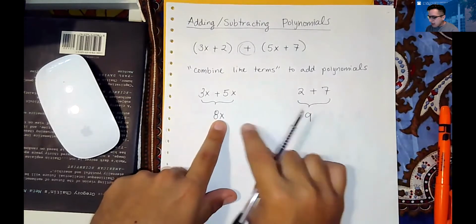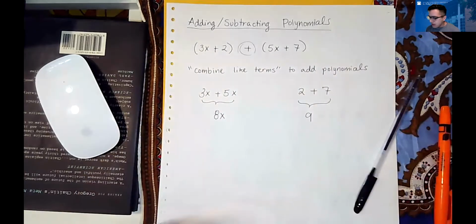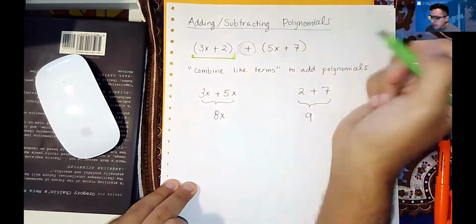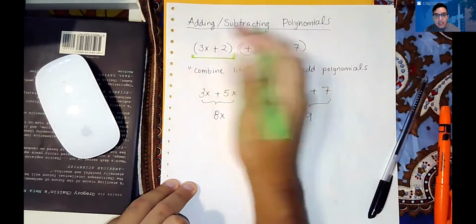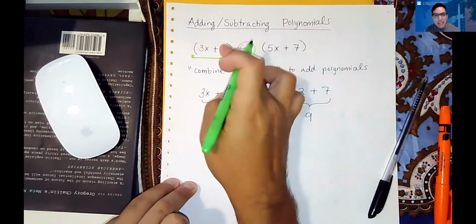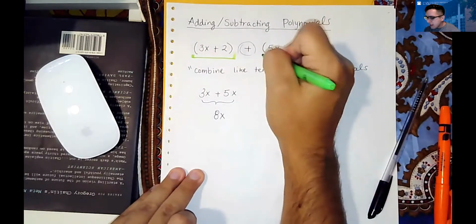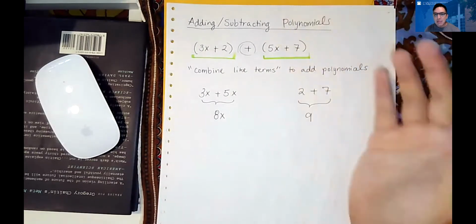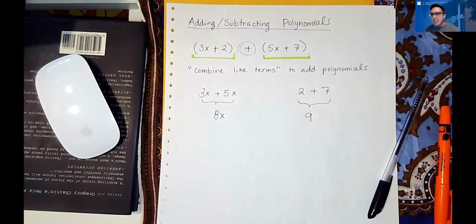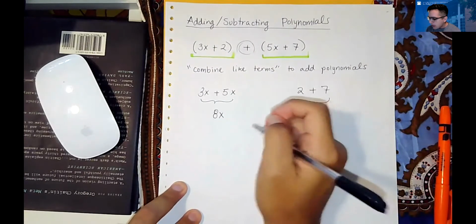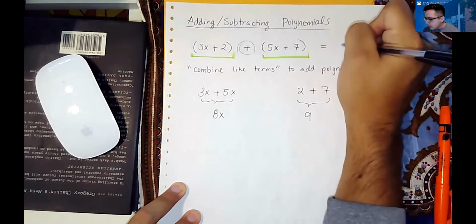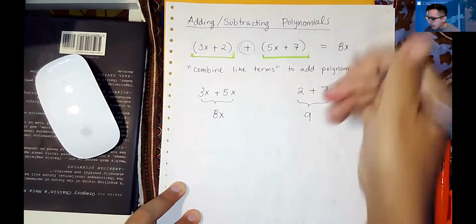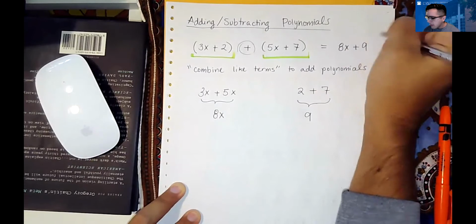So when we add these 2 polynomials and we have one binomial here, again, I had 2 terms, apples and bananas is the analogy I'm using. Then we're adding another binomial with a cart that has apples and bananas as well. We combine like terms and then we're done. So when we add these 2 polynomials together, we should get 8x, and then we have plus 9. Does anybody have any questions about that?